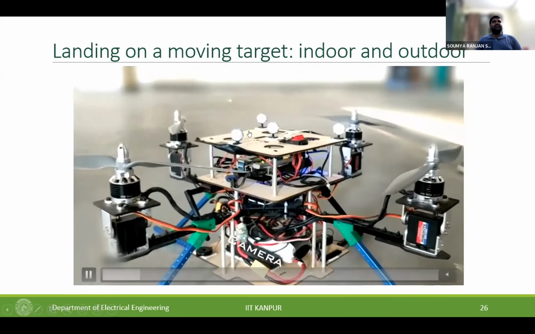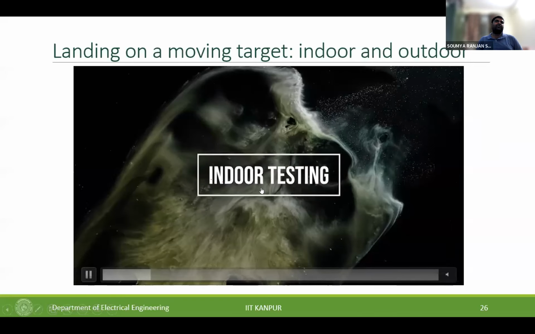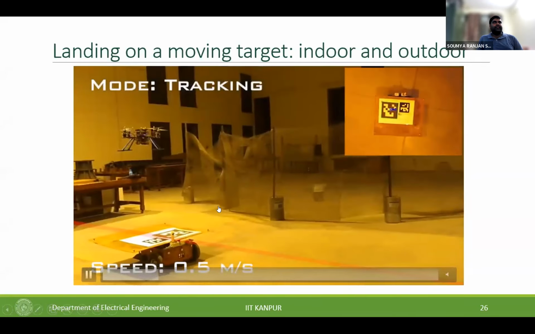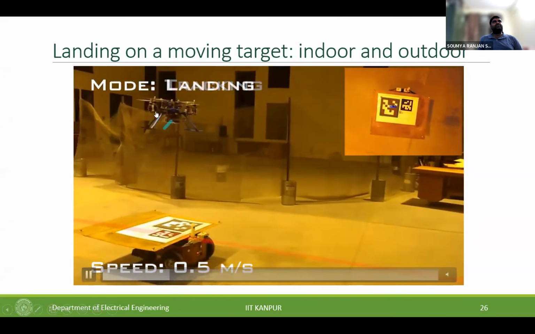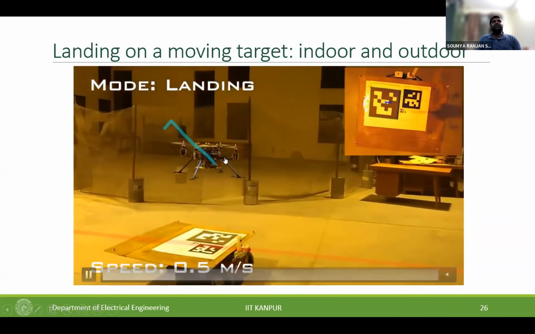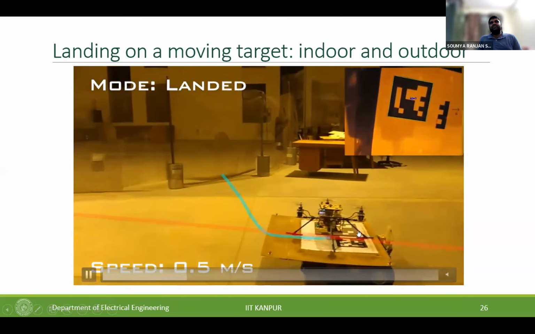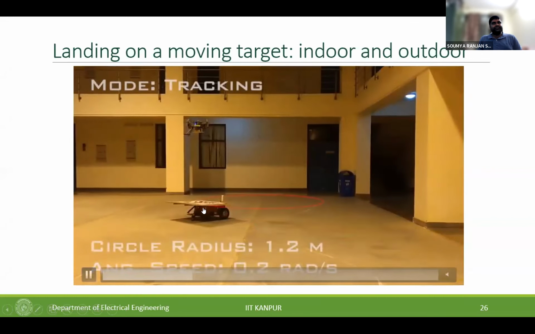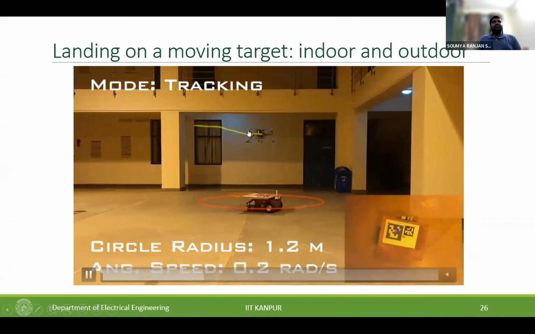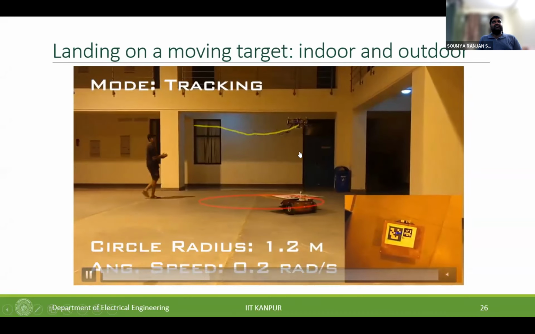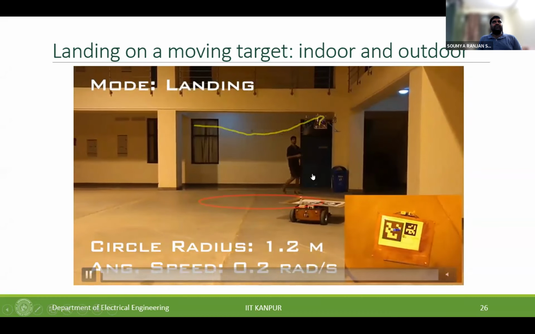And the gray markers that you see here are essentially marker points for the Vicon system. Though the Vicon system is not being used to do this job, the Vicon system was used to compare the trajectory of this quad, so Vicon's output was considered as the ground truth here. So this is the vehicle which is executing a circular motion. So the quad rotor is tracking it here. And now it will start to land.